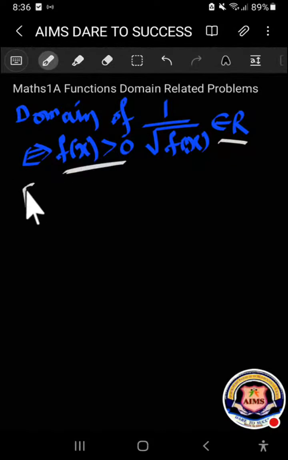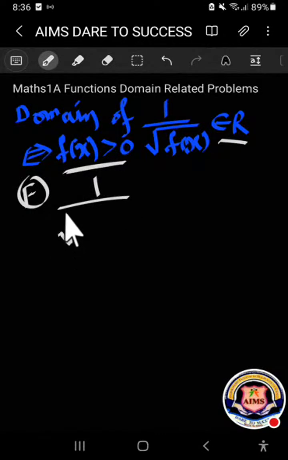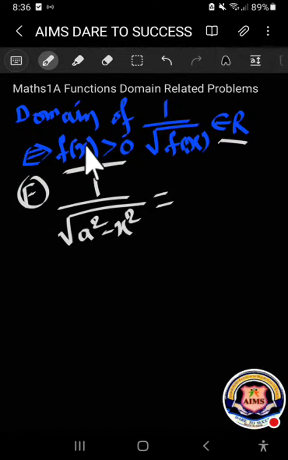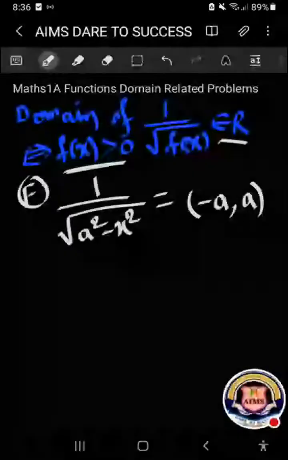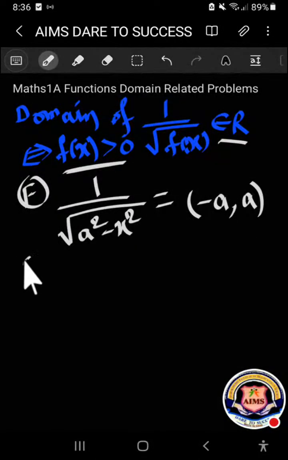Now I am writing the formula, my dear students. 1 divided by under root of a square minus x square. If you have it like this, 1 by root a square minus x square, for this the domain is open interval minus a comma a. Very simple logic. Now I am taking one example.